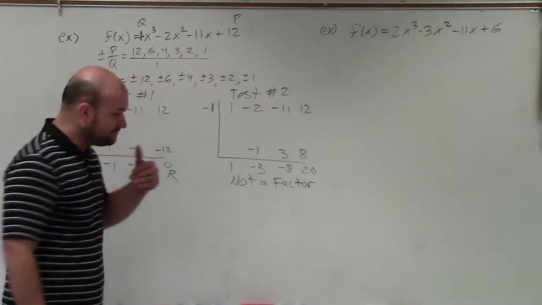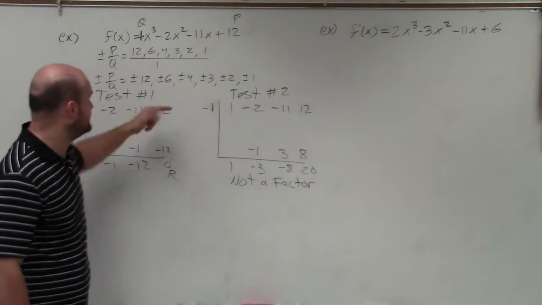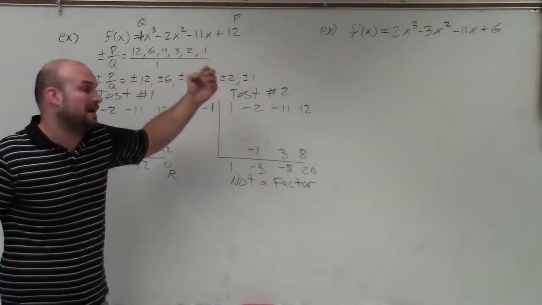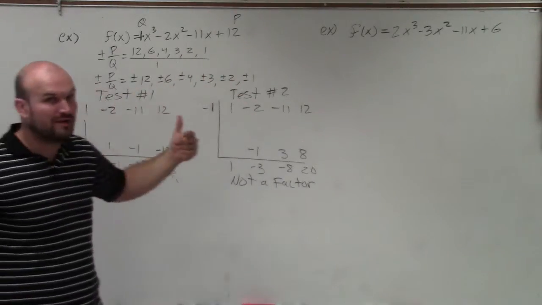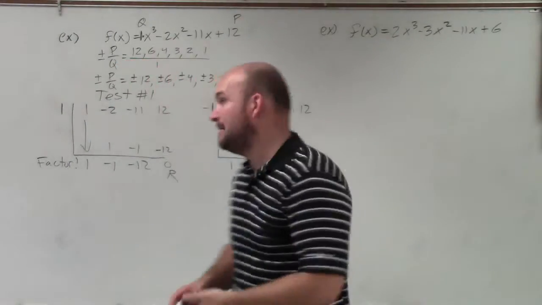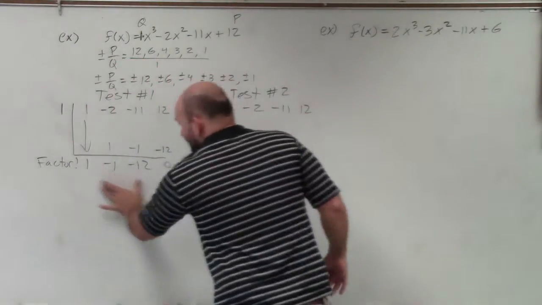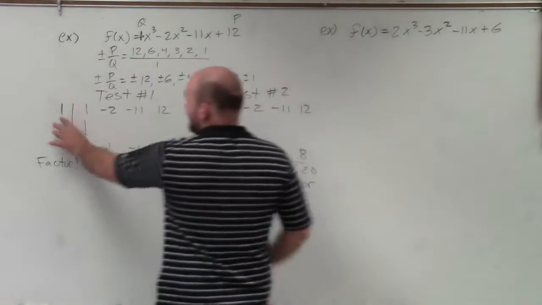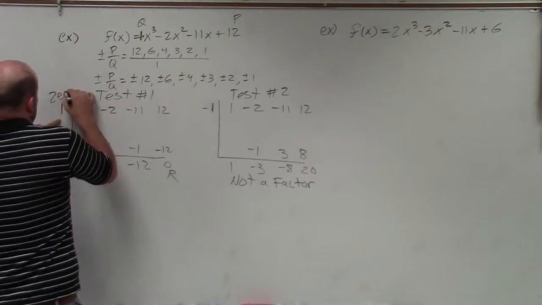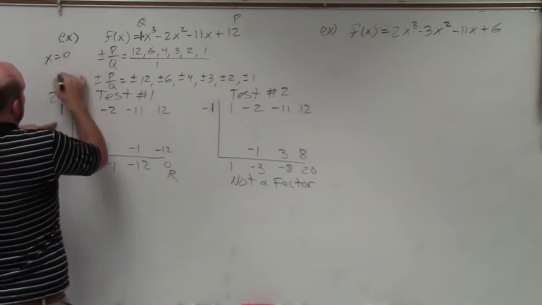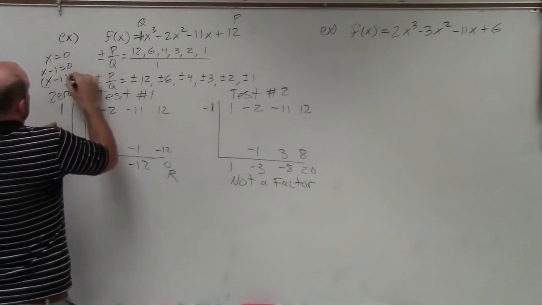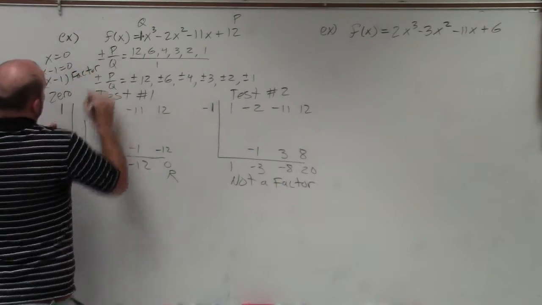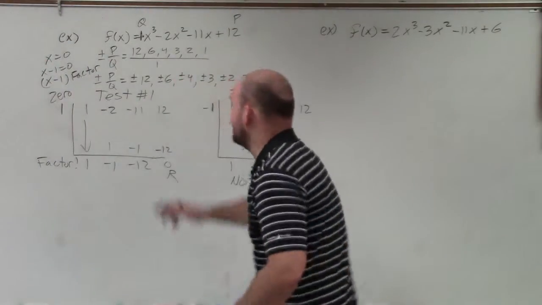OK? Now, it is not advised for you to go through and do the synthetic division for 1, 2, 3, 4, 5, 6, 12. That's just going to take way too much time. The best thing is, once we see that we have a factor, so now we know that this is a 0. So if x equals 1 is a 0, that means x minus 1 is a factor. OK, so we now know one factor, and now we know the next factor.